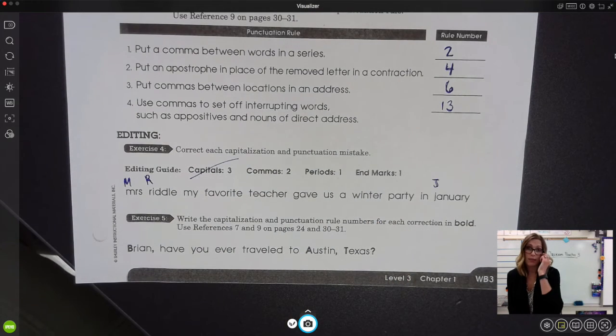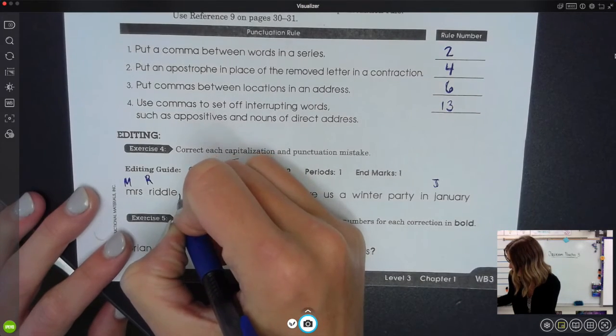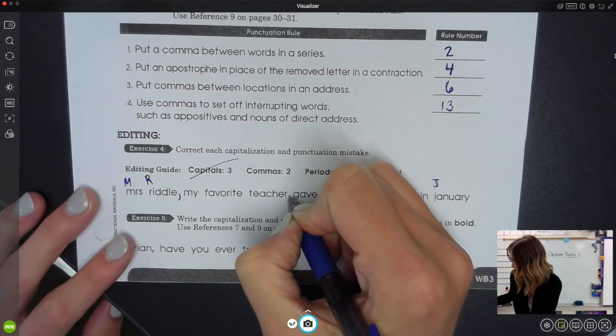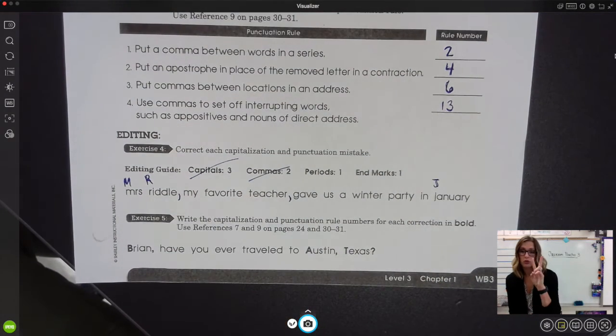We need 2 commas. Listen for where there's a break in the sentence. Mrs. Riddle, my favorite teacher, gave us a winter party in January. Did you hear it? There's some extra information about Mrs. Riddle. So, Mrs. Riddle, comma, my favorite teacher, comma, gave us a winter party in January. There's our 2 commas.